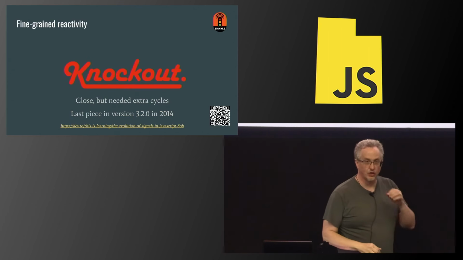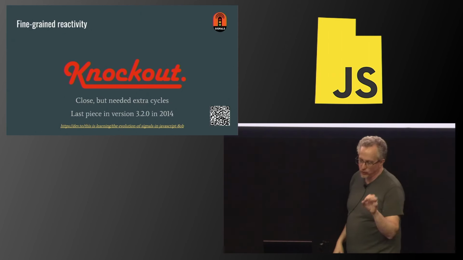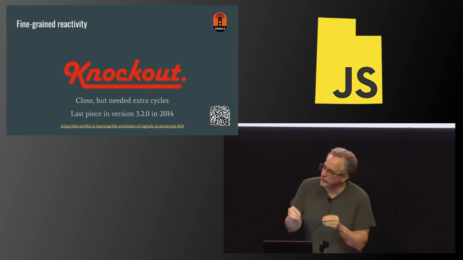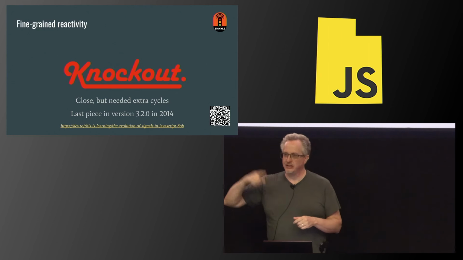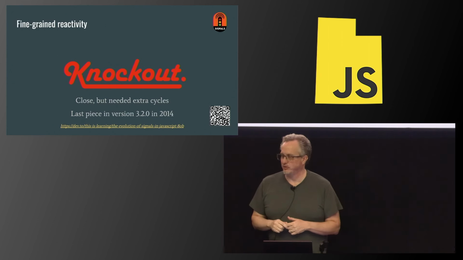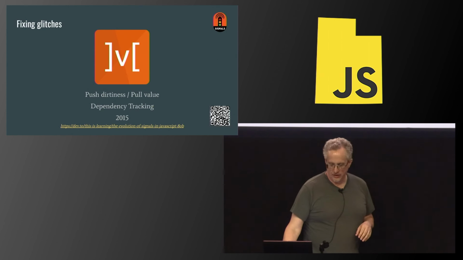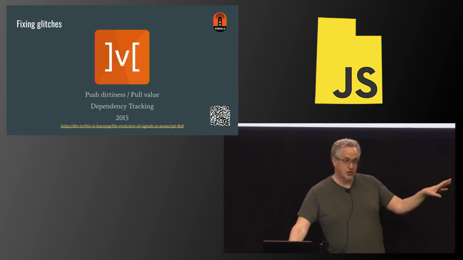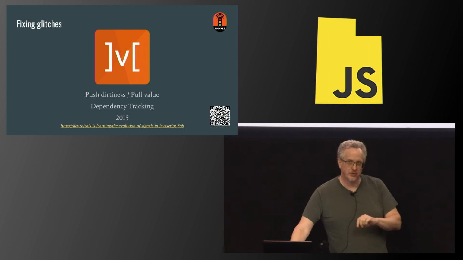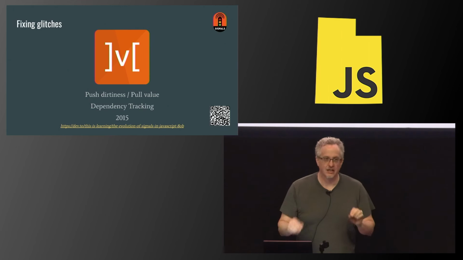Knockout, about 10 years ago, got really close. They had a lot of the pieces together, and then in 2014, they got the last piece to be really, really close to figuring out all this stuff. But they didn't quite have glitch-free operation, and so they needed to calculate their values multiple times in order to clean up glitches. But it was a lot closer than what anyone else had done. And then in 2015, MobX got it right with glitch-free operation using push dirtiness and pull value. I'll explain what that means later. And a dependency tracking to know what order to do the calculations. It got it right.